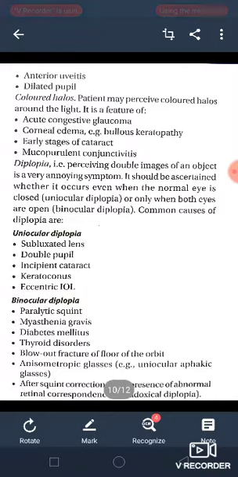The colored halos. Patient may perceive colored halos around the light. It is a feature of acute congestive glaucoma, corneal edema, for example, bullous keratopathy, early stages of cataract, mucopurulent conjunctivitis.